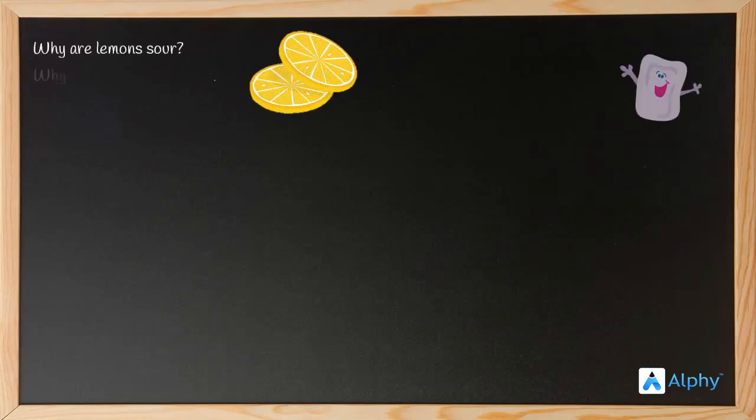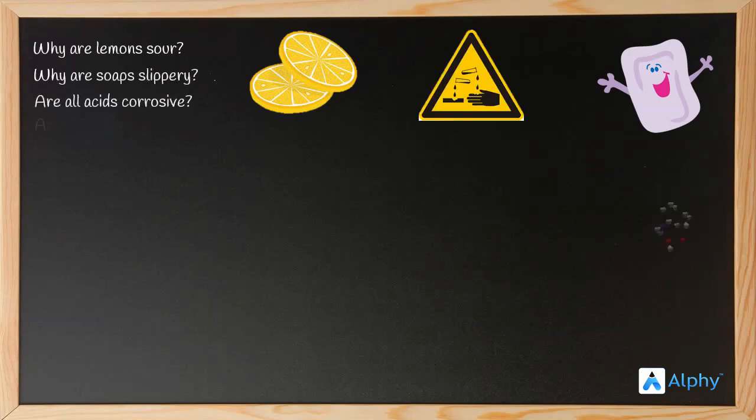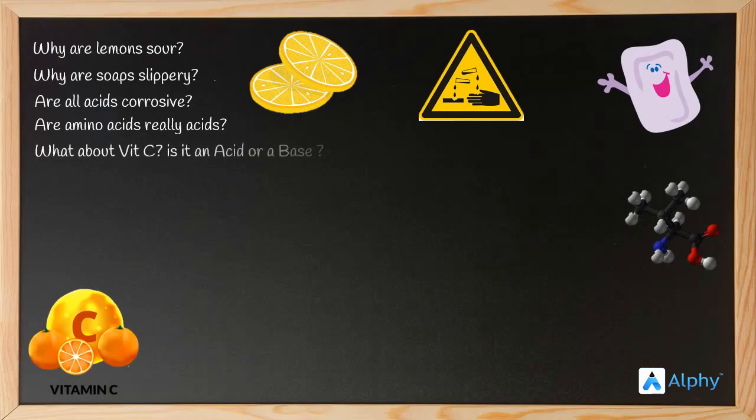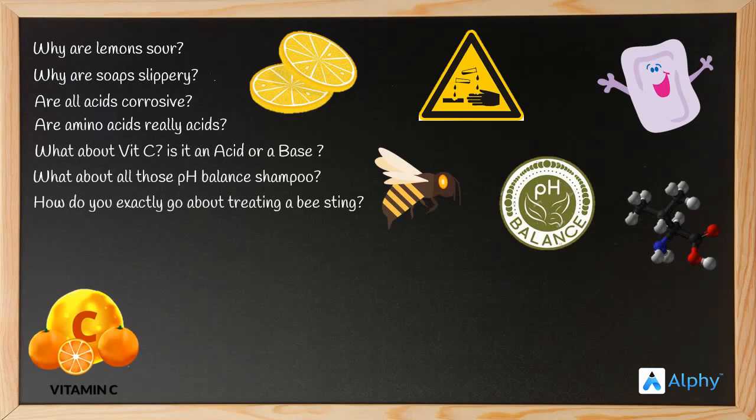Why are lemons sour? Why are soaps slippery? Are all acids corrosive? Are amino acids really acids? And if yes, how can they be within our bodies? What about vitamin C? Is it an acid or a base? What about all those pH balanced shampoo we find at supermarkets? How do you exactly go about treating a bee sting?